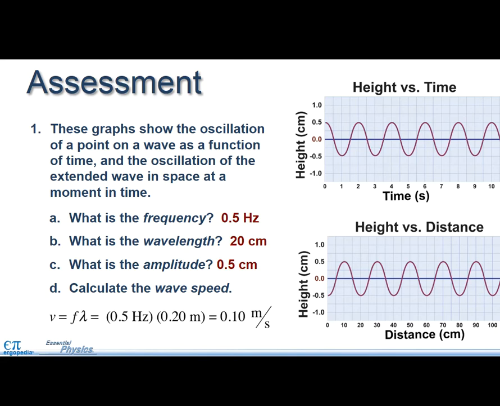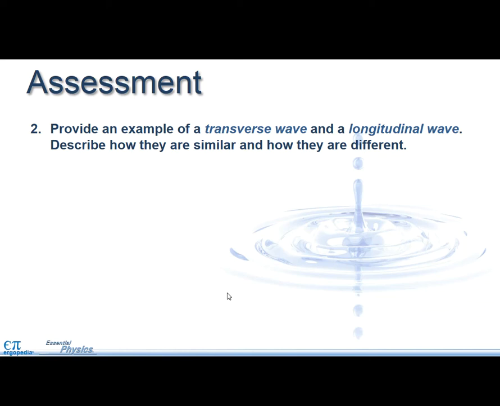And let's see how we did. 0.5 hertz, or 1/2 of a hertz, 20 centimeters, and we just put in 0.5 hertz, 0.2 meters, and we got 0.1 meters per second, or in other words, 10 centimeters per second. Either of those are okay, as long as you know how to convert between the two. All right.